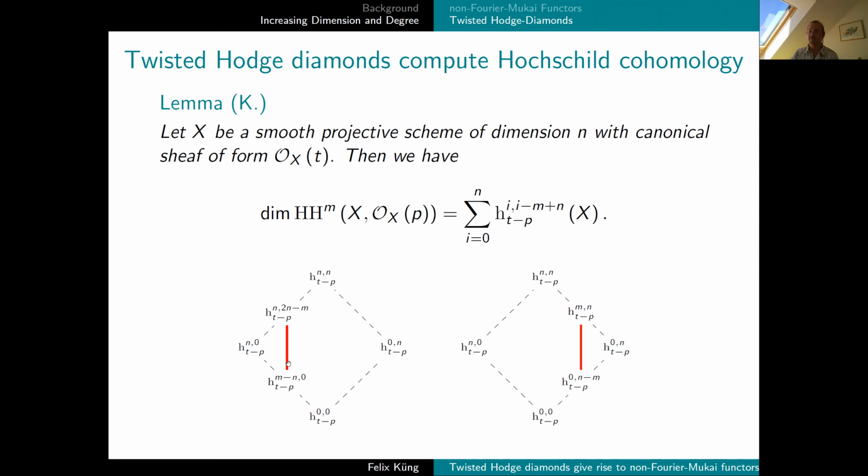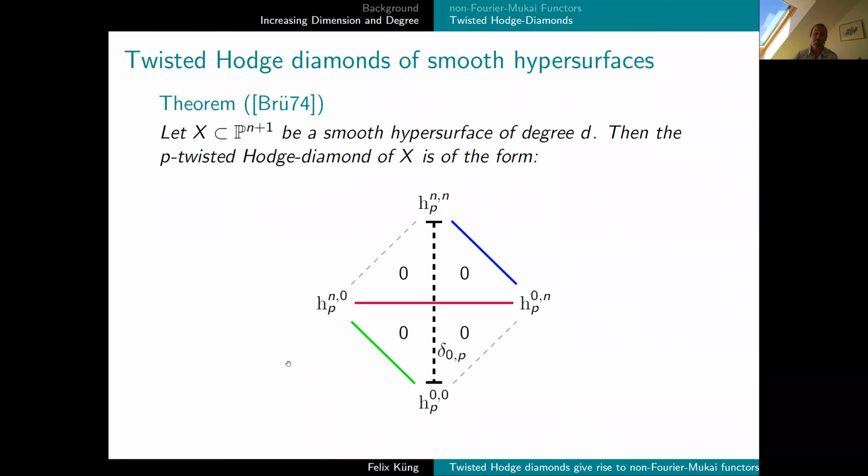And after computing that, you are of course interested in how these twisted Hodge diamonds actually look. And then you get lucky because Brückmann actually computed in 1974 all those Hodge numbers for degree d hypersurfaces. And these twisted Hodge diamonds look in general like this. So you have 0 everywhere apart from the middle vertical diagonal, which is a Kronecker delta. So that only appears if our p is 0. Then we have the boundaries and we have a middle part.